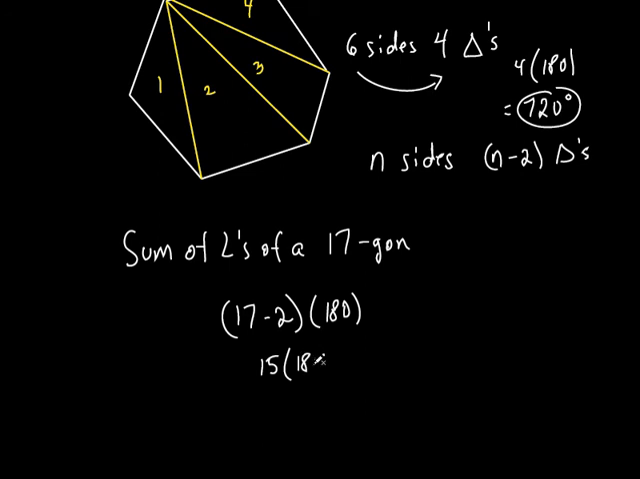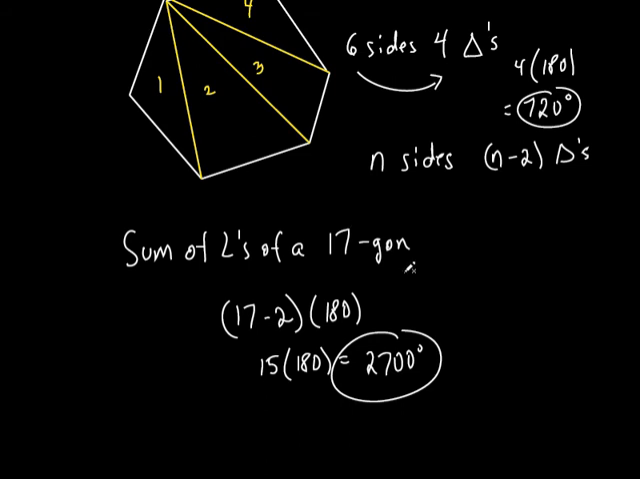I don't know what that is off the top of my head. Somebody do that for me. Gabby, you're doing that? 15 times 180, 2,700 even. Good. All right, so that, and what is that number? What did I just find when I found that number? It's the sum of the angles of a 17-sided figure, right? Or a 17 gon, if you want to call it that or whatever.